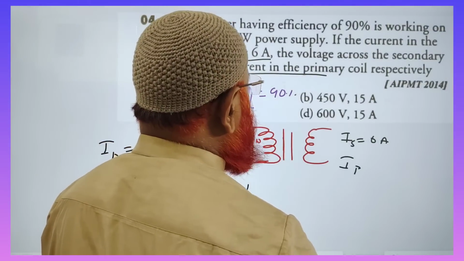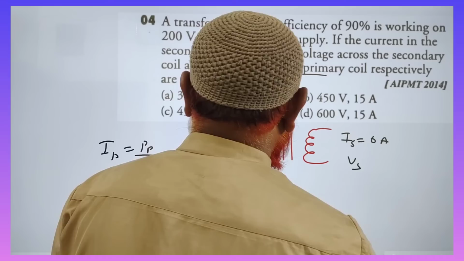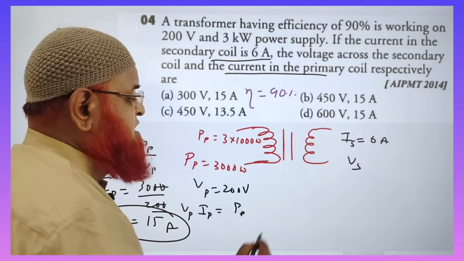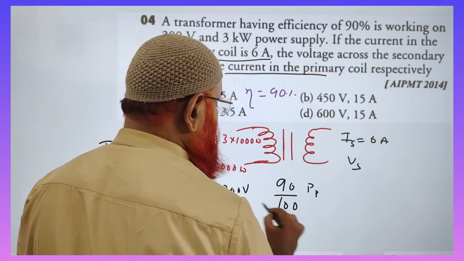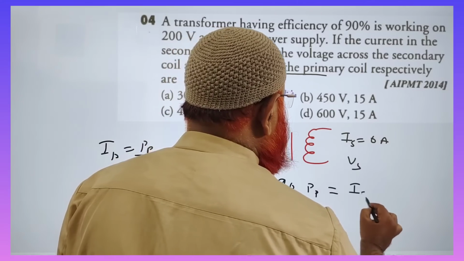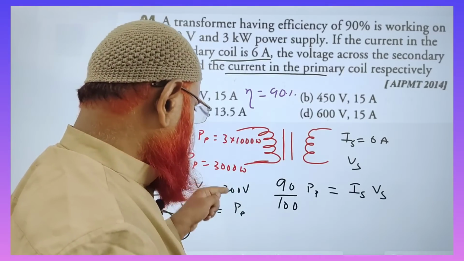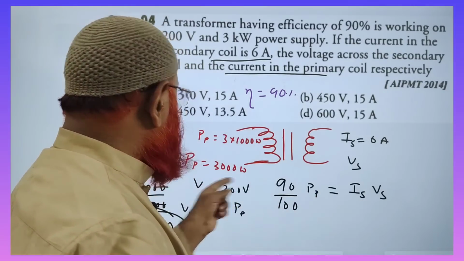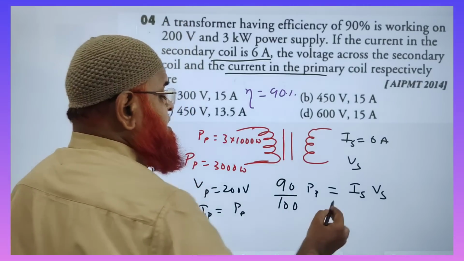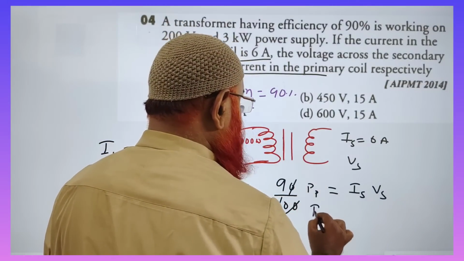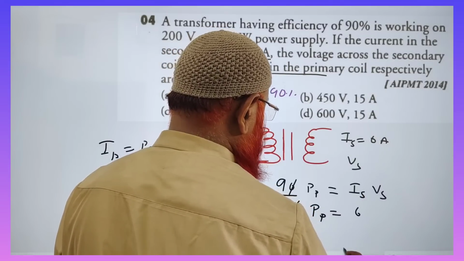What is it that we have to find out here? VS, the secondary voltage. And the efficiency is 90%. That means 90 by 100 times the power at the primary is equal to IS VS, that is your formula. If current and voltage were given at the primary, we would write VP IP in place of power at the primary, but here the power is given directly, so put in the power. Power at the primary is equal to IS VS, where IS is 6.